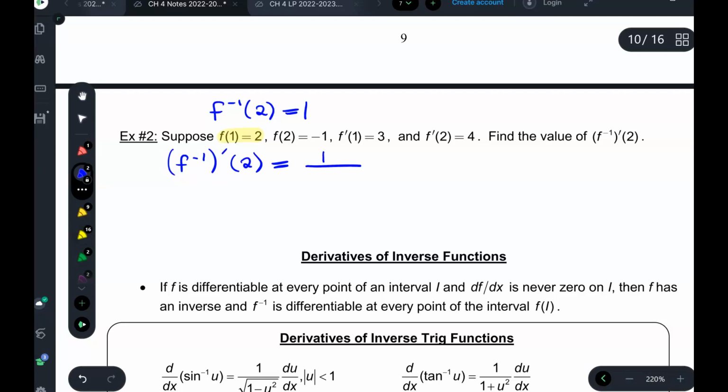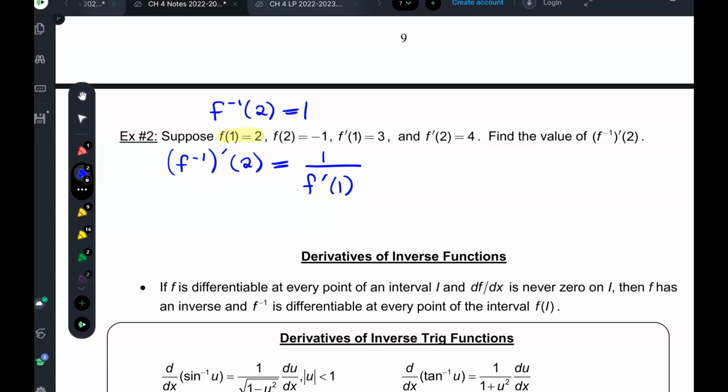I want 1 over F prime of 1. Okay, again, this is my Y value. So what I need to do is figure out, so basically this F of 2, I didn't even need. It was just there as extra, it was there to confuse you. We have to do the first part.